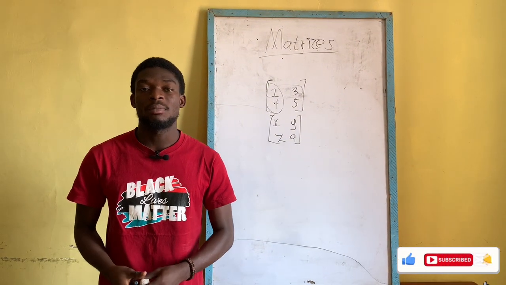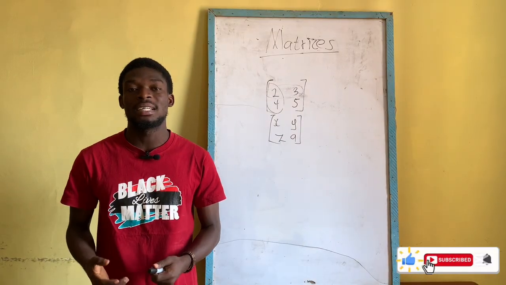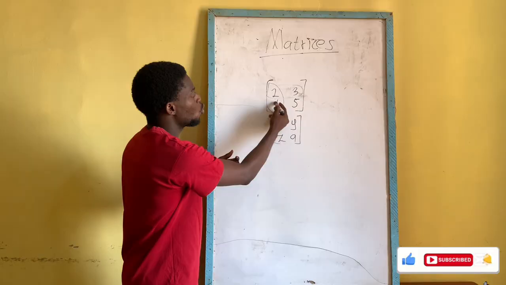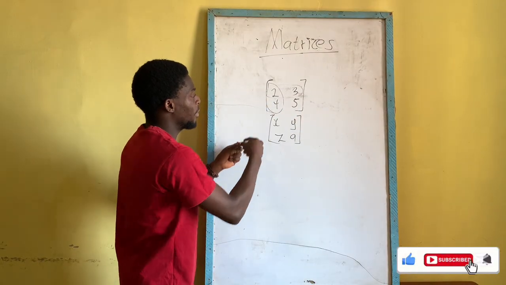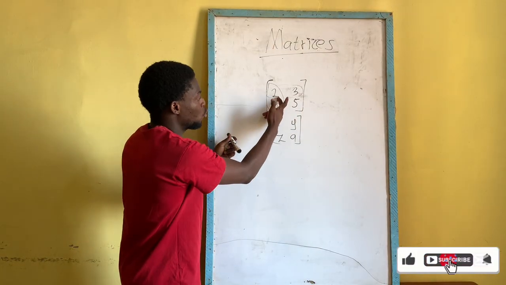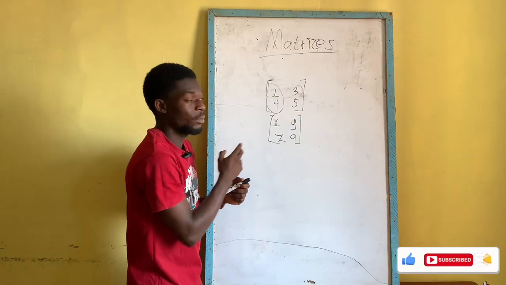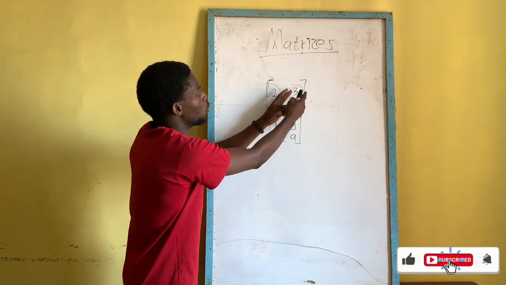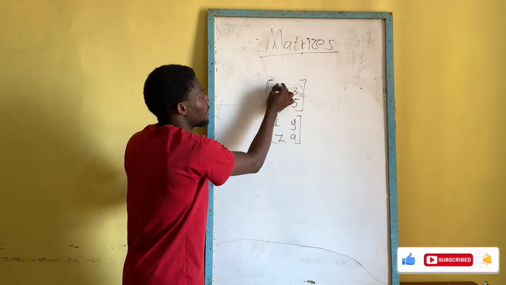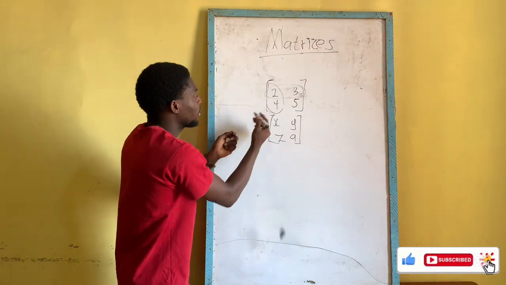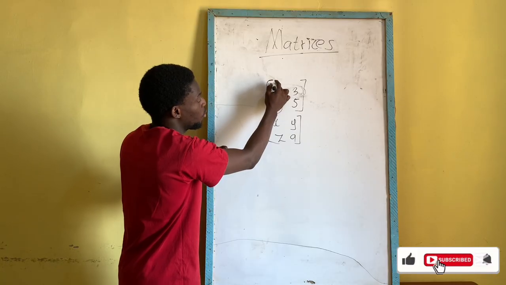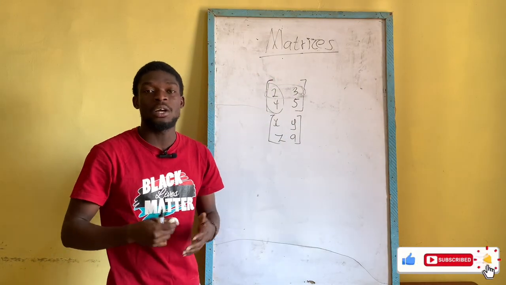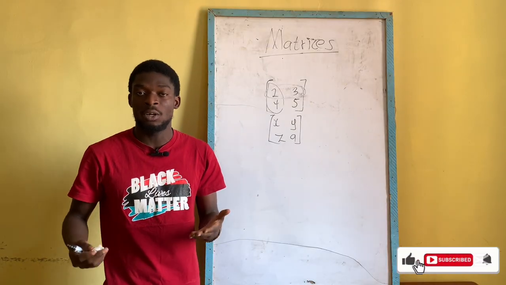We can also say that a matrix is a rectangular array of elements arranged in rows and columns. From the board, we can see that we have 2, 3, 4, and 5. Element 1, element 2, which is 2 and 3, is termed as the first row. Whilst the first column is 2 and 4, and 3 and 5 is the second column. So any element which is arranged in rows and columns can also be termed as what?